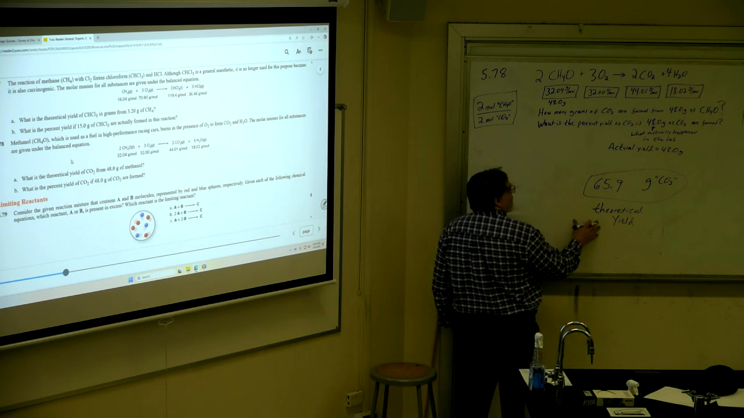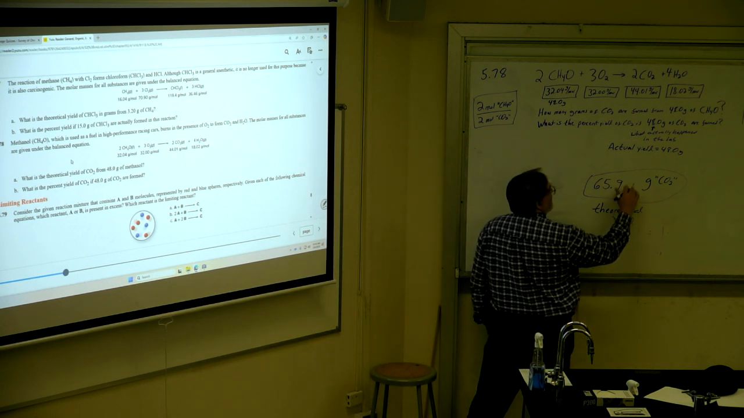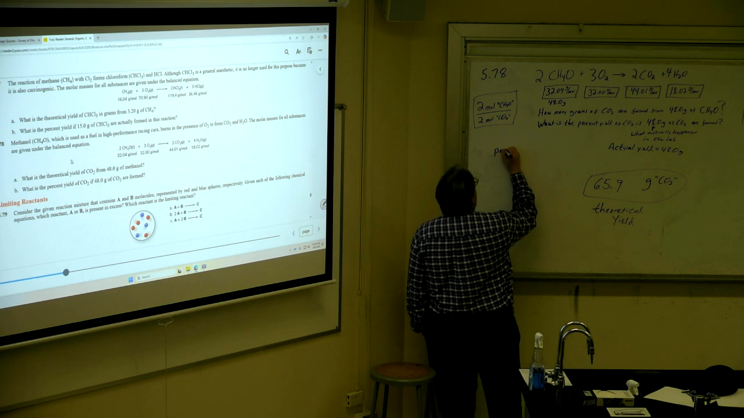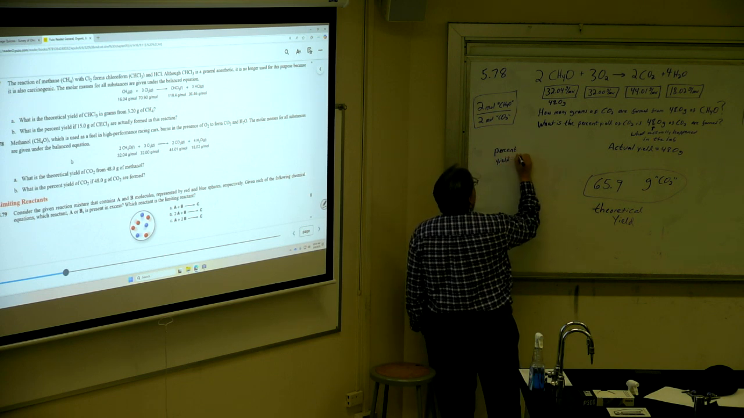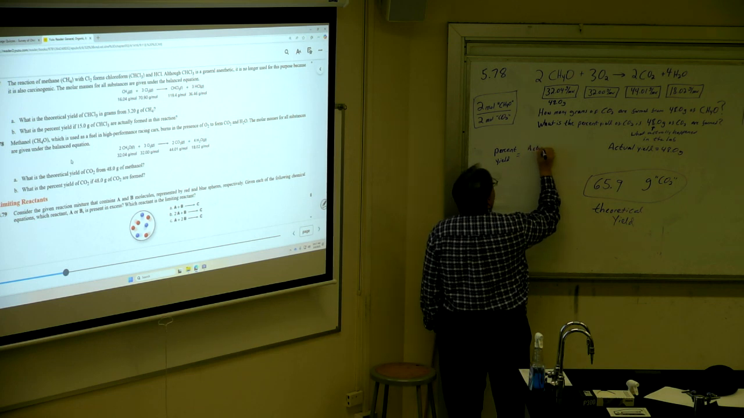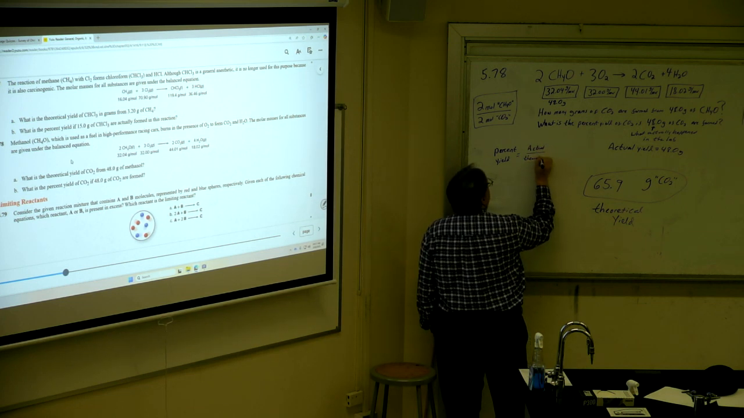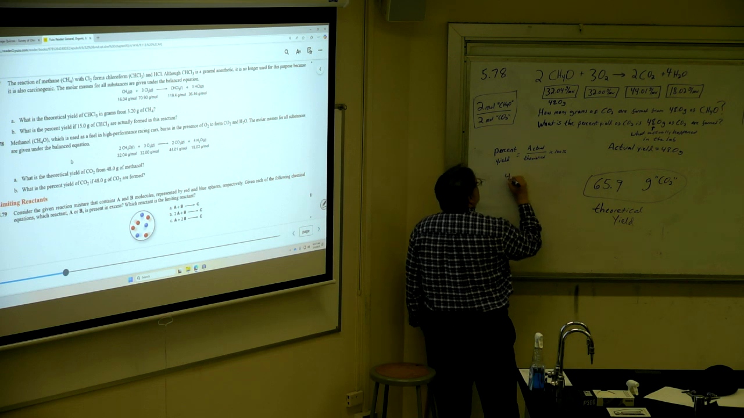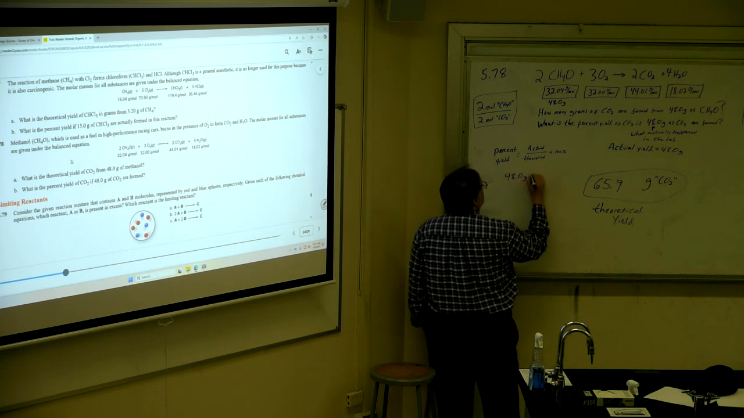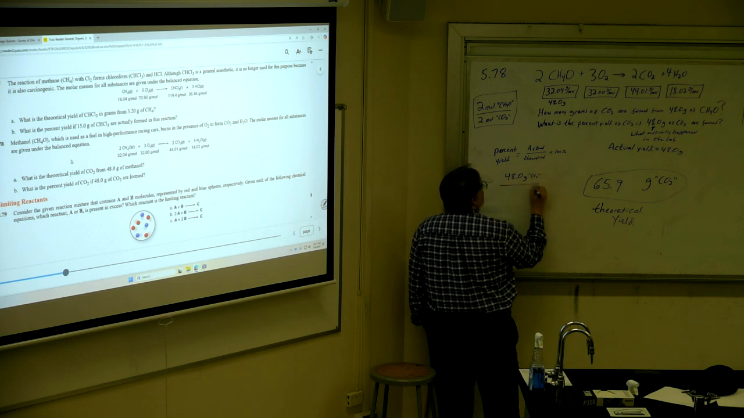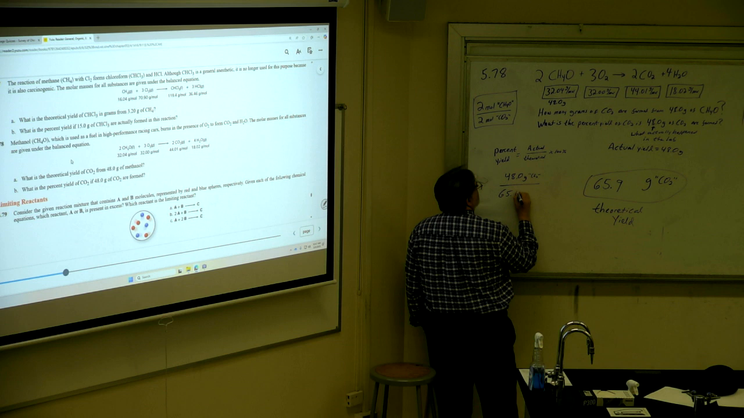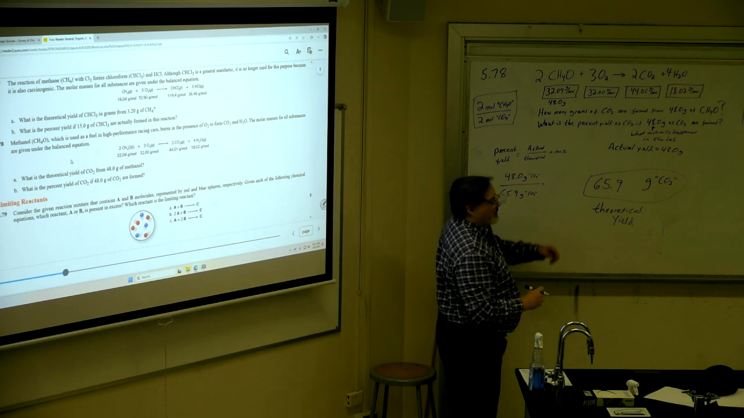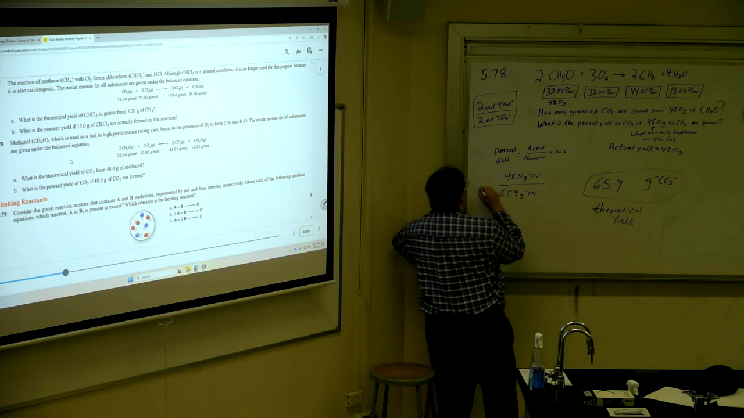So the theoretical yield is the one that you've got this long walk to calculate. The actual yield has to be told to you. It's just given to you. And then the percent yield, we always do actual over theoretical times 100. So I'll put in grams of CO2. And the theoretical was 65.9. But notice the grams of CO2 cancel, so the percent yield is always unitless. Times 100.